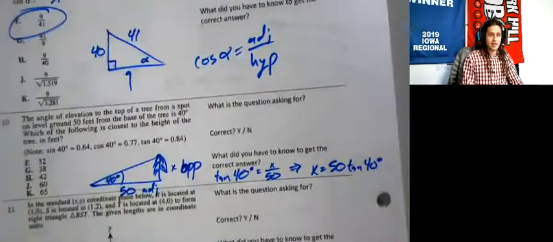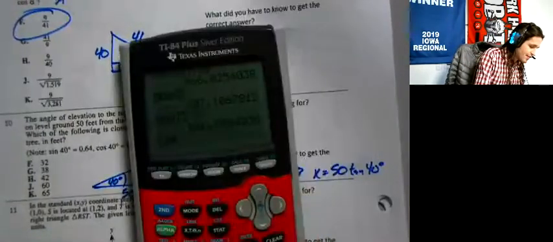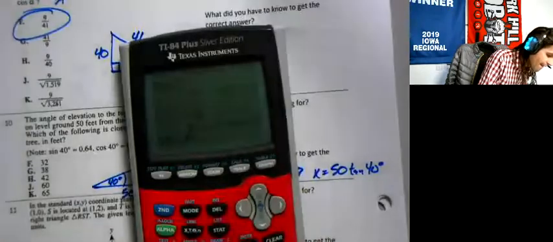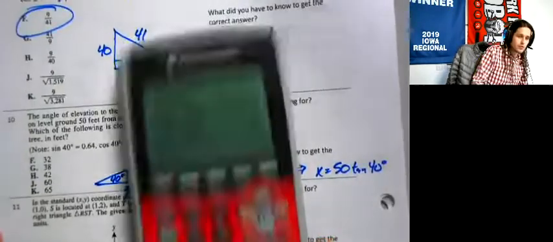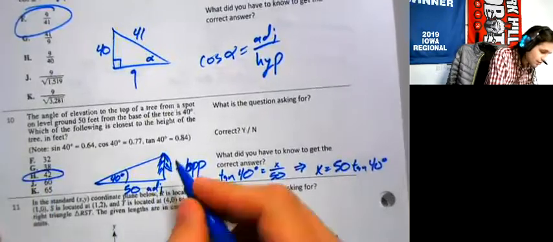And it very nicely gives you the tangent of 40 degrees as 0.84. You don't even have to put that in your calculator. You say 50 times 0.84, 42. Bang. Looks good. That makes sense too.